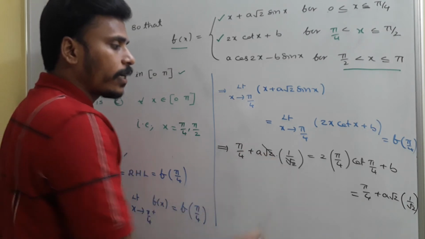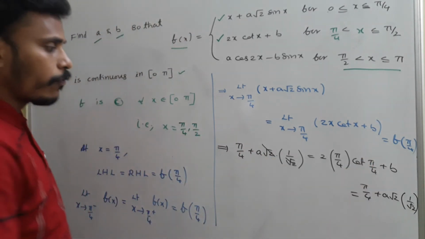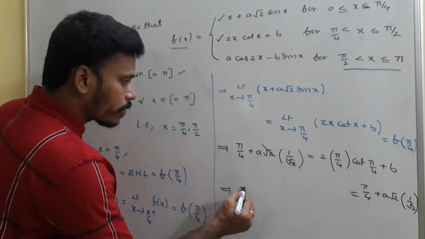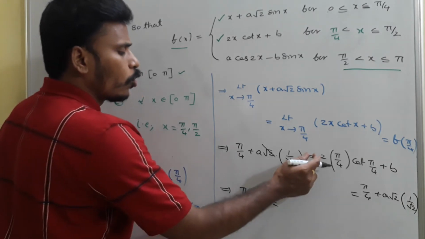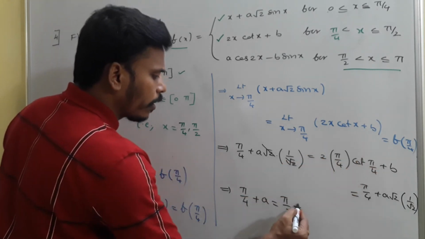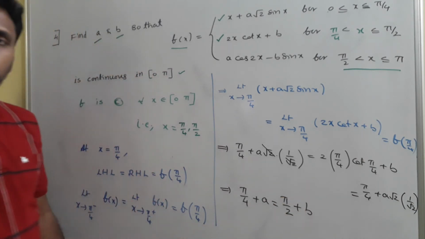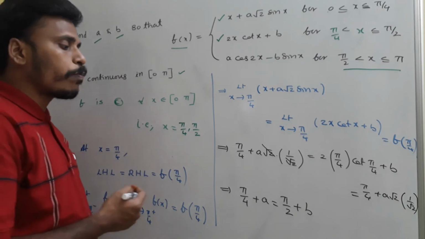Root 2 and root 2 will get cancelled. And here what do you say about cot pi by 4? Cot pi by 4 is 1, right? So this implies pi by 4 plus a is equal to 2 into pi by 4, which is pi by 2, and cot pi by 4 is 1, so pi by 2 plus b. So pi by 4 plus a is equal to pi by 2 plus b.